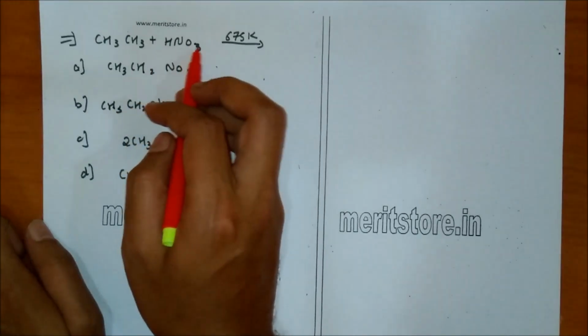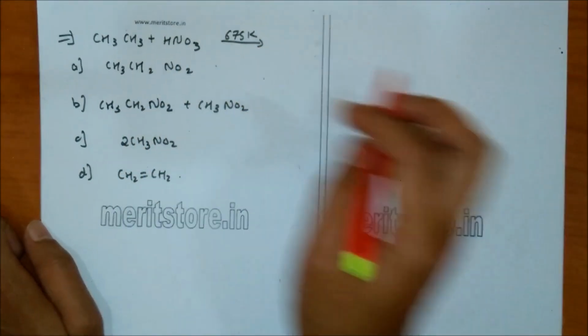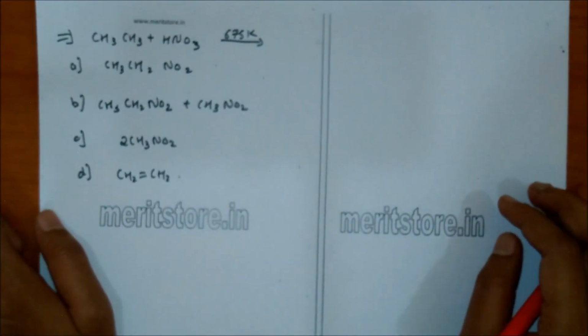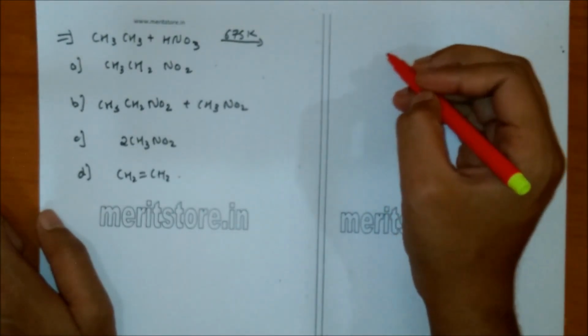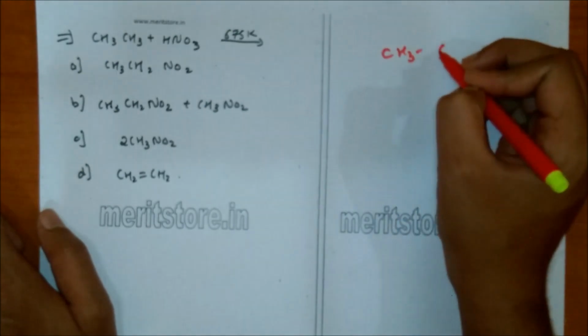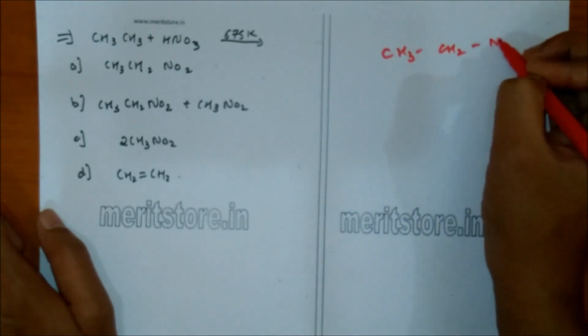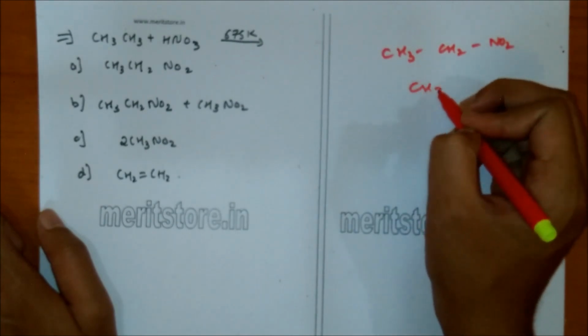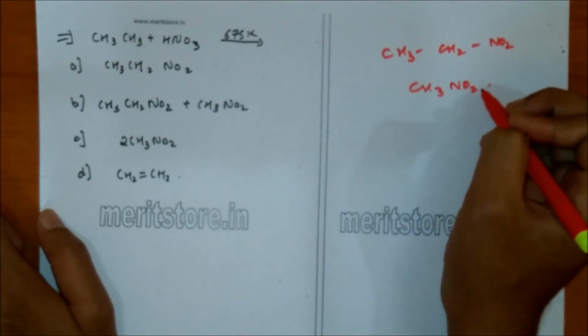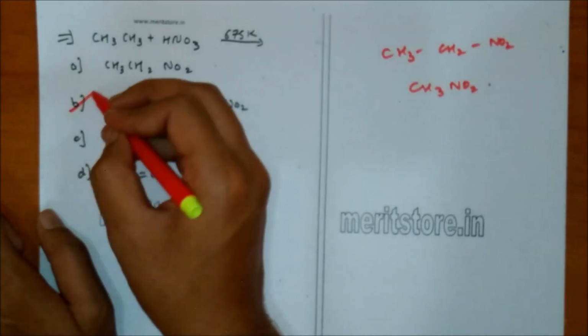Methane plus HNO3 on heating gives? So ethane undergoes nitration to give nitroethane and nitromethane. So option B is the correct answer.